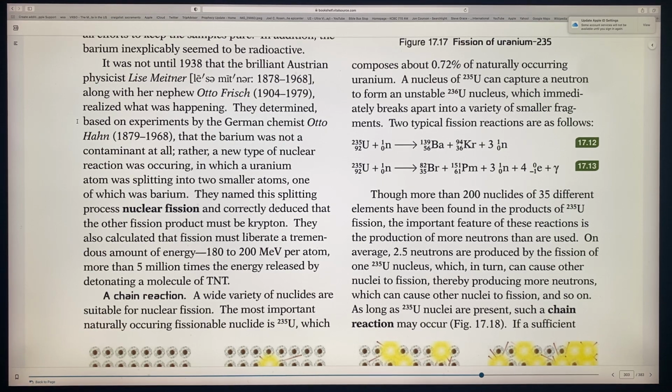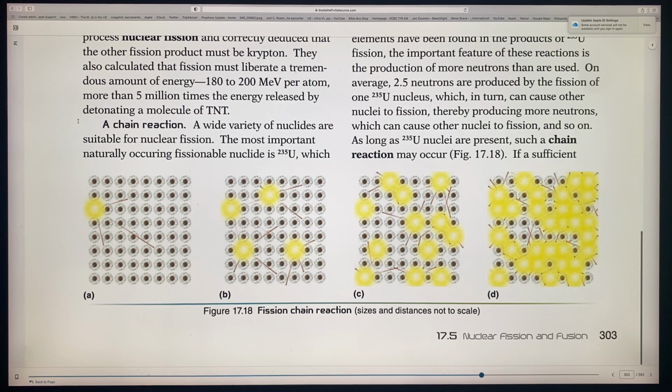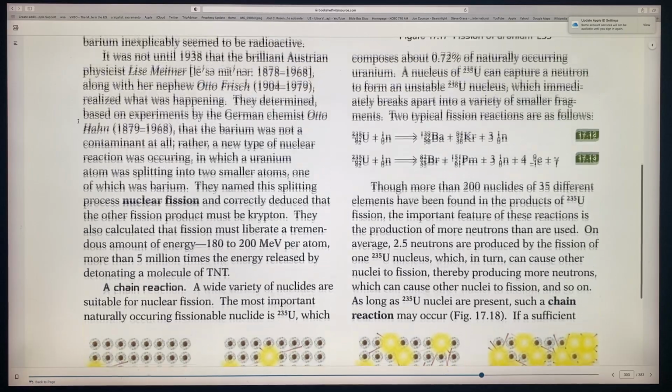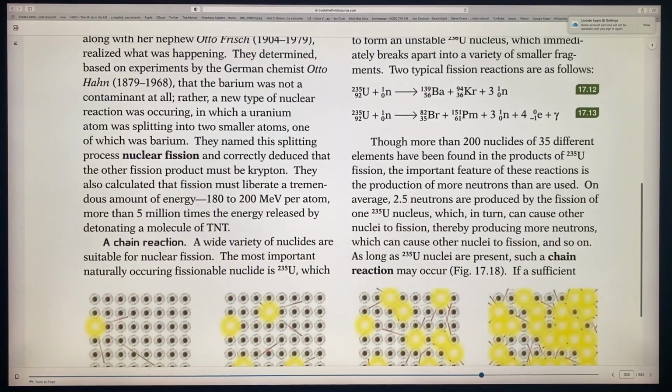On average, 2.5 neutrons are produced by the fission of 1 uranium. So in between that, you have a big chain reaction that happens. And this causes other nuclei to be hit, and so on. And as long as uranium-235 is present, the chain reaction keeps going on, as we see here. So now you know what a chain reaction is, you know what nuclear fission is. So let's go on and talk about what is going on with it even today.